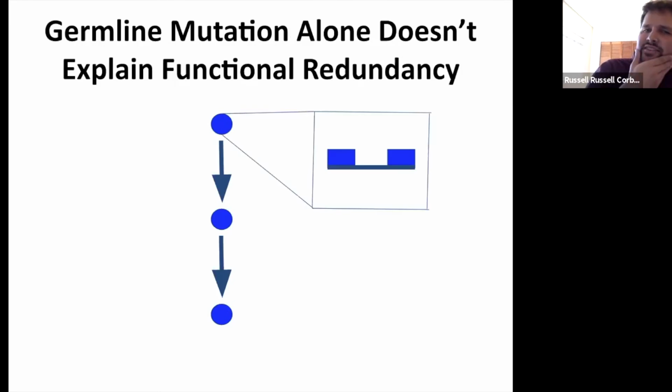Germline and mutation alone doesn't really explain functional redundancy. So something I didn't mention earlier is that tRNAs are present in the genome at enormous copy numbers. So you have something like 20 of certain tRNAs, you have 20 copies across your genome. So there's quite a lot of them, and they appear to be functionally redundant.